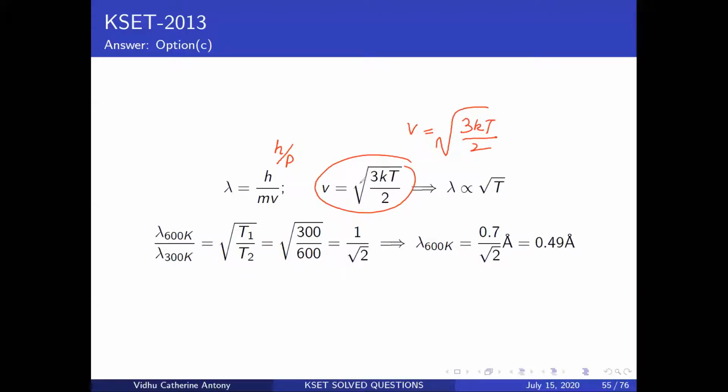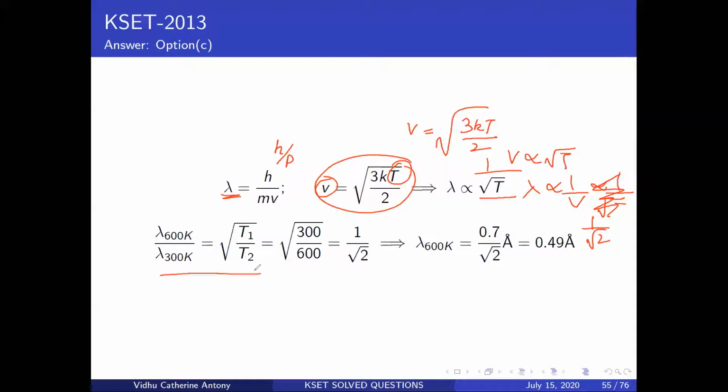And then what do you get? Since your velocity is proportional to the root of your temperature, your wavelength is inversely proportional to the square root of your temperature. So your velocity is proportional to root of T. Lambda is proportional to 1 by v, which is proportional to 1 divided by root of T. I think I should have written it this way. Okay, so lambda is proportional to 1 divided by root of T.